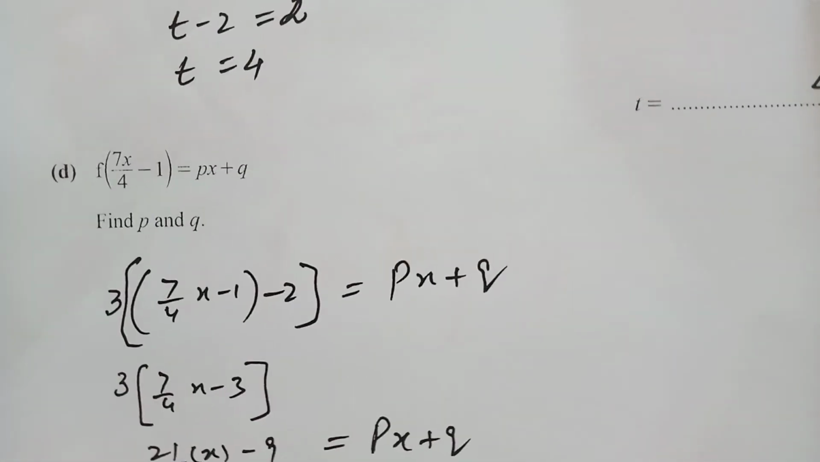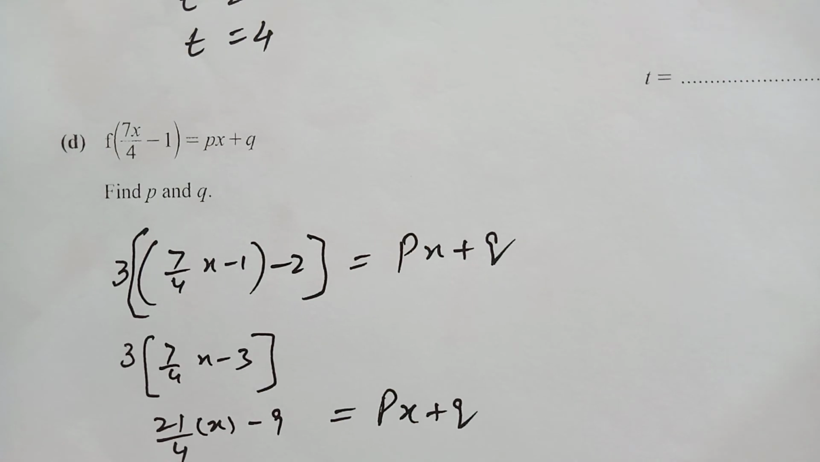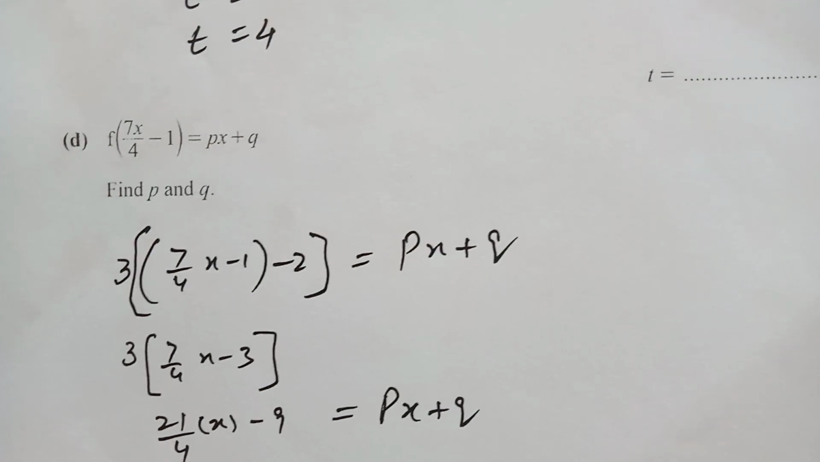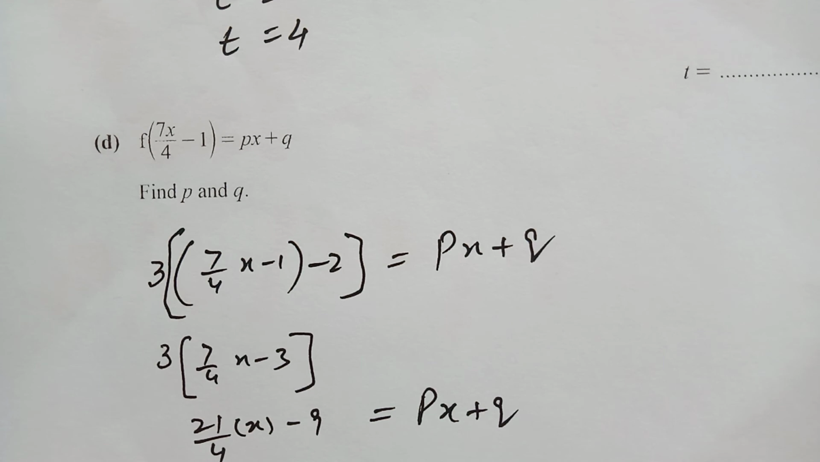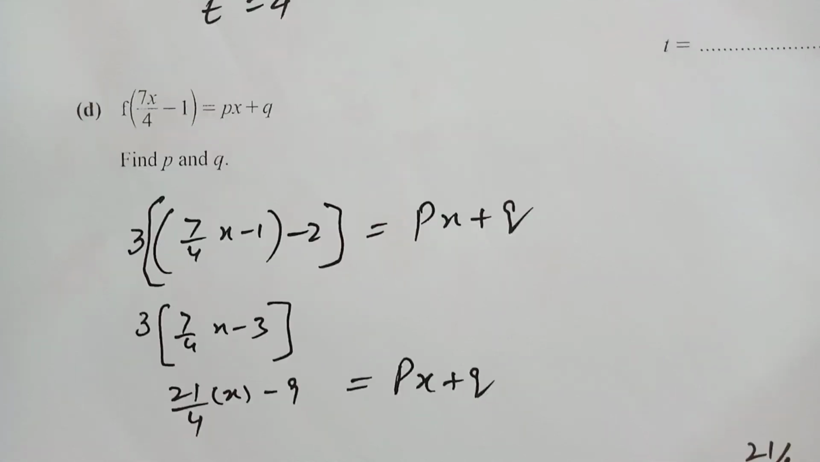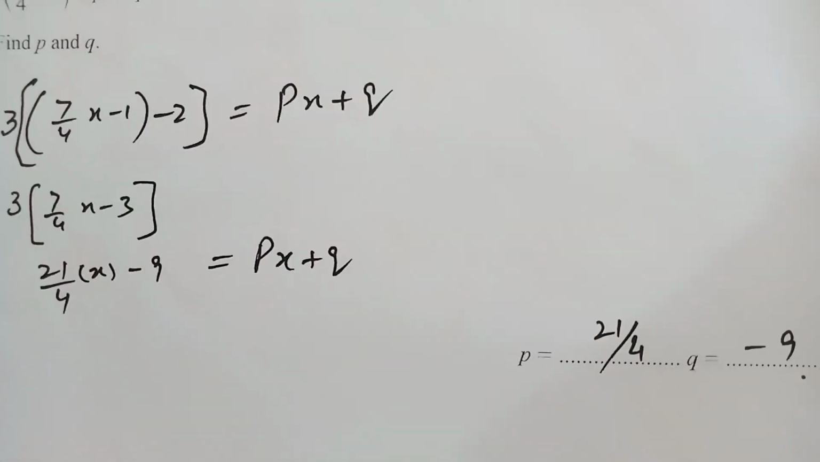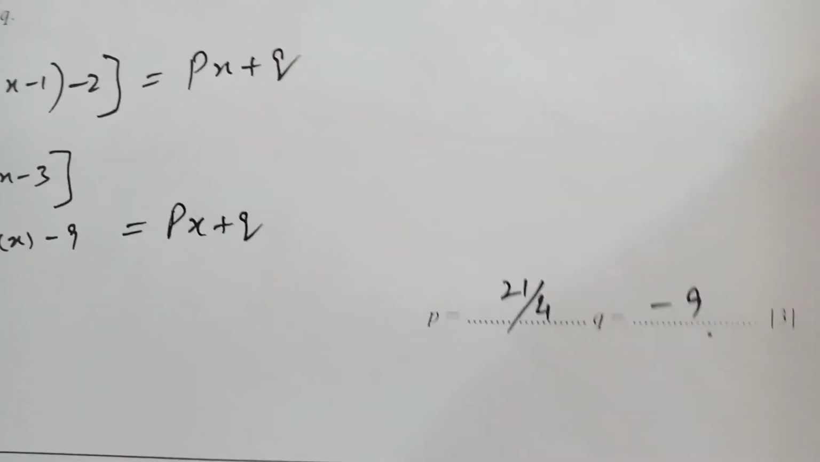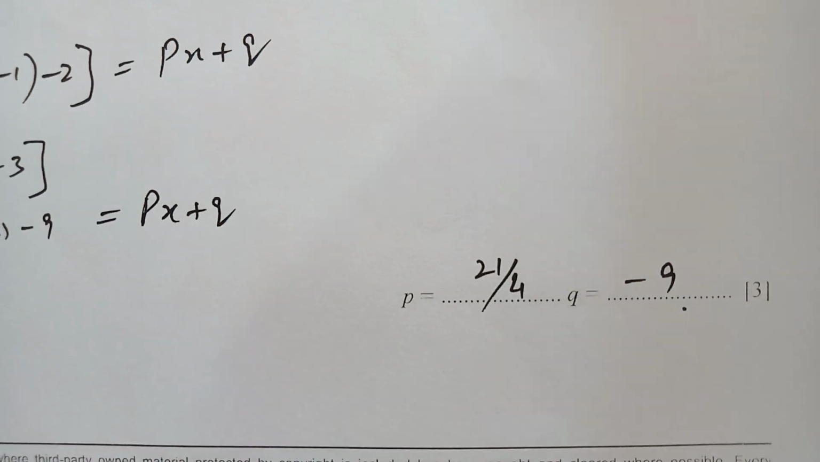And in the end he is asking for f of (7x over 4 minus 1). In place of x you will put 7x over 4 minus 1, and by simplification and after comparing, P is equal to 21/4 and Q is equal to -3.